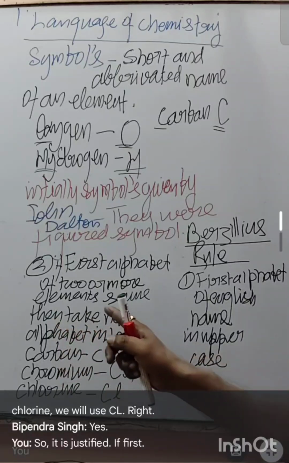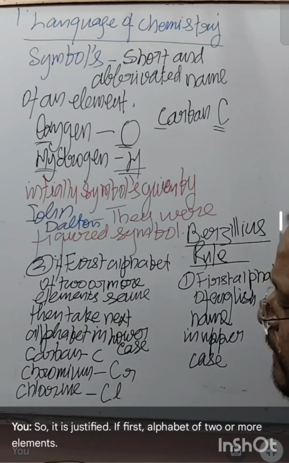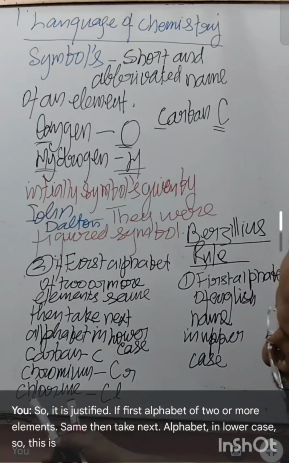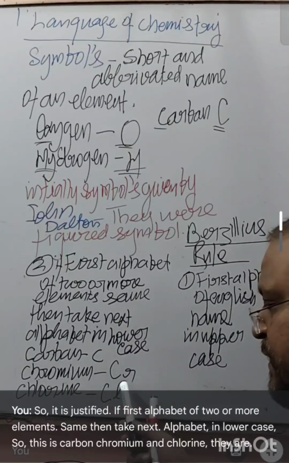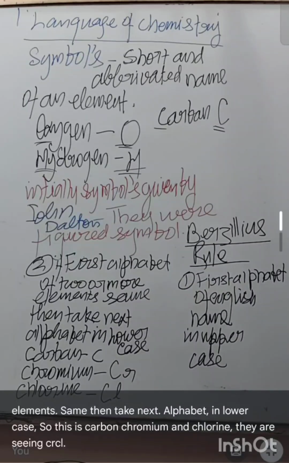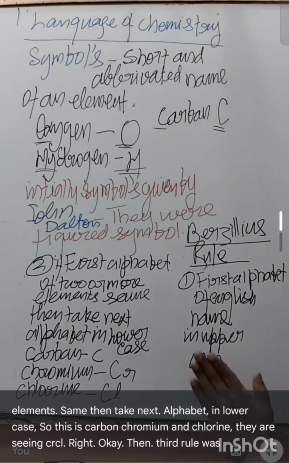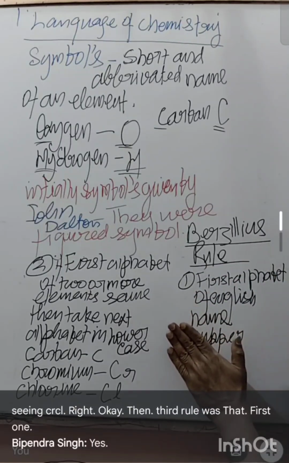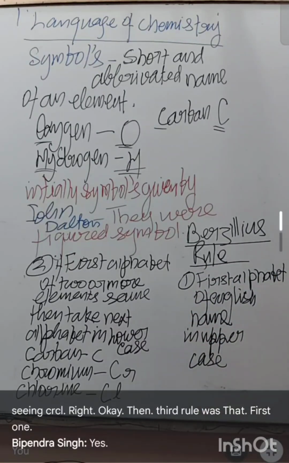If the first alphabet of two or more elements is the same, then take the next alphabet in lower case. So this is carbon, chromium and chlorine. They are C, Cr, Cl. Right? Yes, sir. Okay. Then the third rule was, did I rub this? Okay.